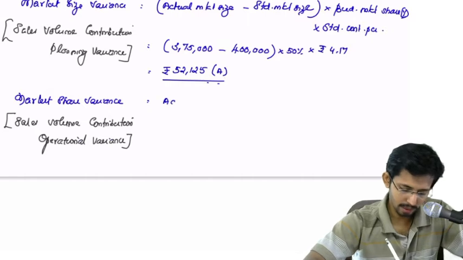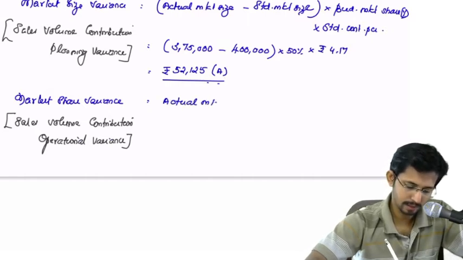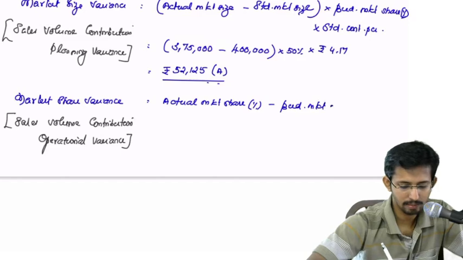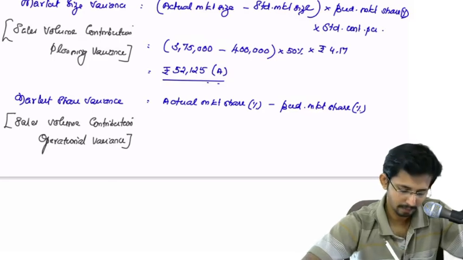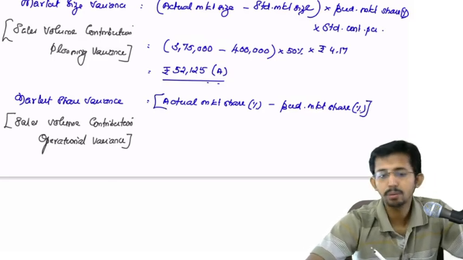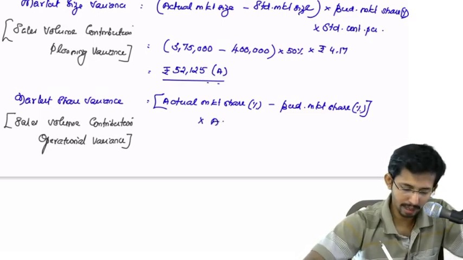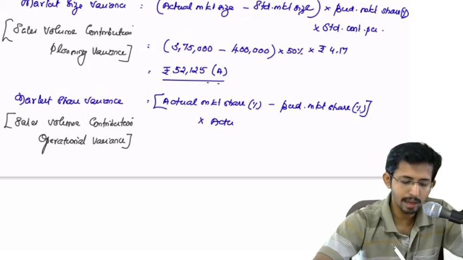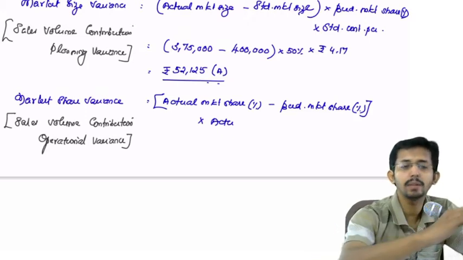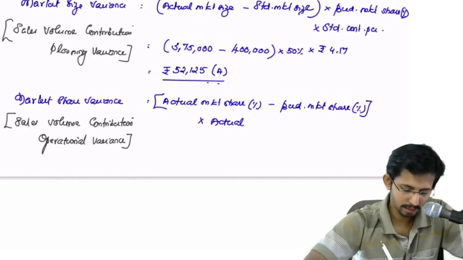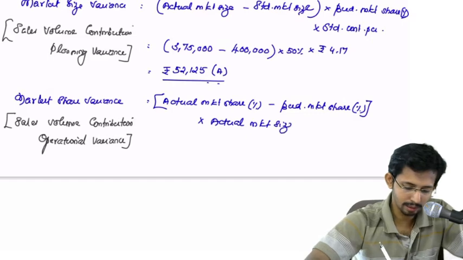You know what is the actual market share? Actual market share in percentage minus budgeted market share. You had a budgeted market share of 50%, but your actual market share differed. Naturally, your volume will come down, your sales will come down, into actual market size. The difference between standard market size and actual market size we have already considered in planning variance or market size variance. Now what you have is actual market size.